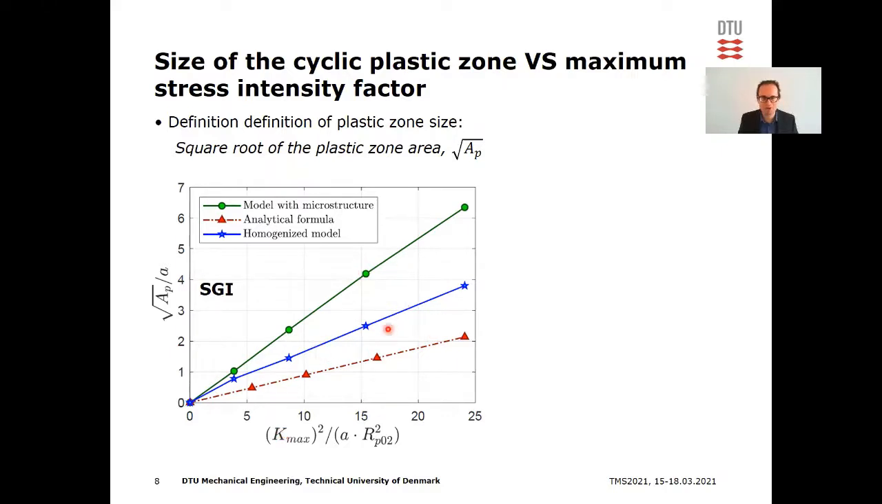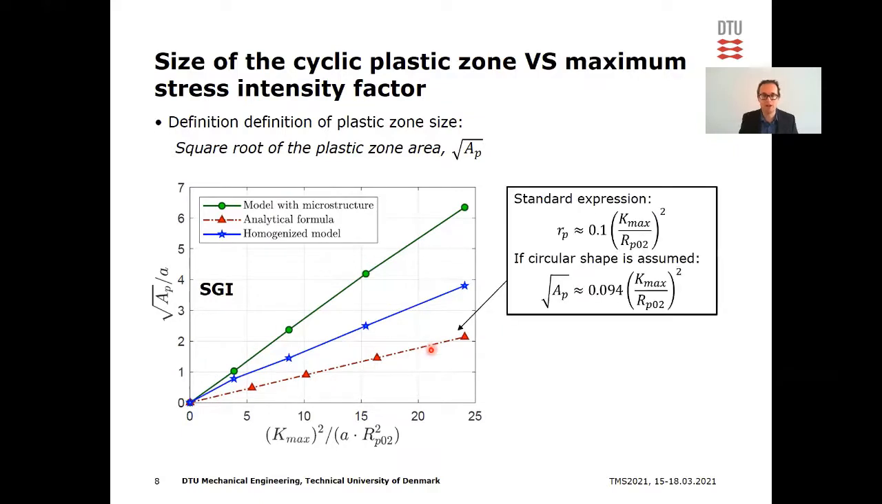And then finally, I also want to emphasize that here we have a third curve, the one in red, which actually represents the prediction of the analytical formula that I showed you at the beginning of the presentation. And I would expect this line to overlap the blue line, the prediction of the homogenized model, as both are based on the assumption of a homogeneous material and von Mises-based plasticity. But you can see that there is a discrepancy, and I believe that this discrepancy is due to the fact that when we compute the square root of the plastic zone area from the analytical formula, we have to make an assumption for the shape of the plastic zone. And this is probably what causes this discrepancy.